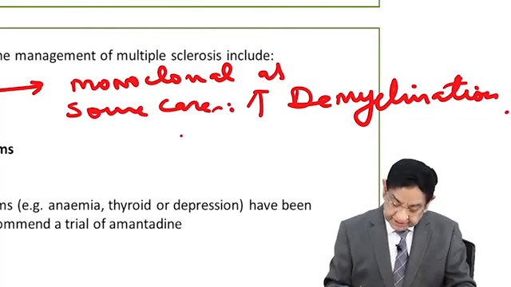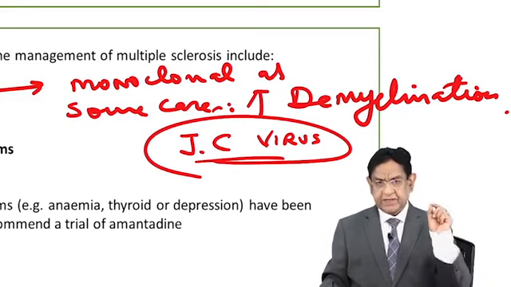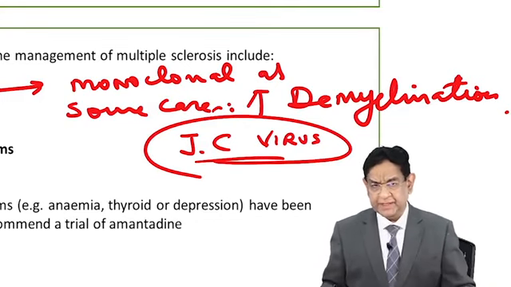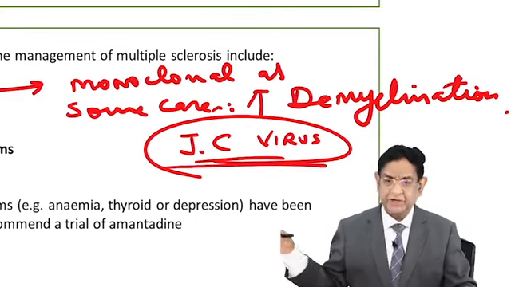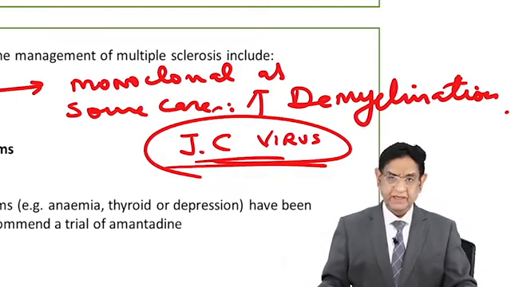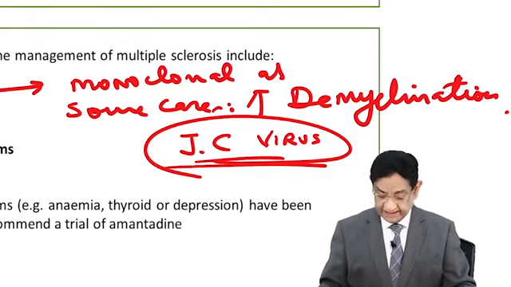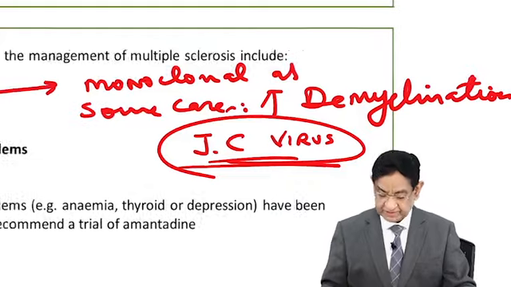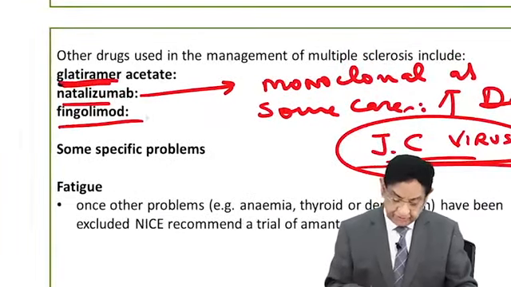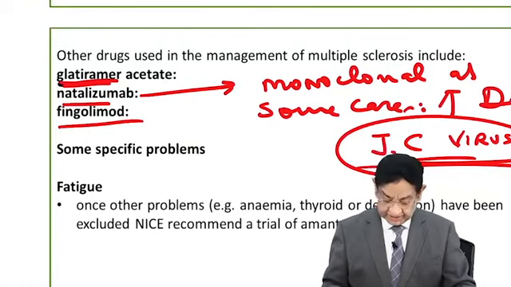Yes. It may cause reactivation of JC virus. And JC virus is notorious for leading to demyelination. About this point, I'll be talking to you a little later in some other question. But as of now, write down that natalizumab is one drug that can lead to demyelination. It's a very frequently asked question I've seen. Fingolimod is again one more disease modifying agent.